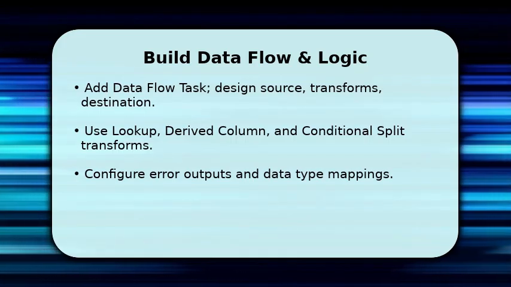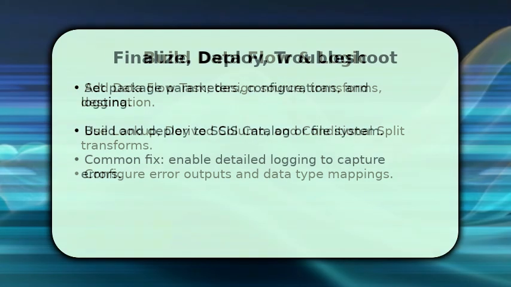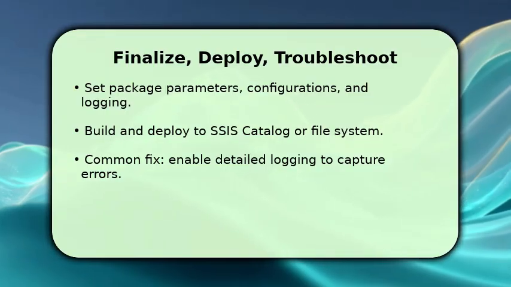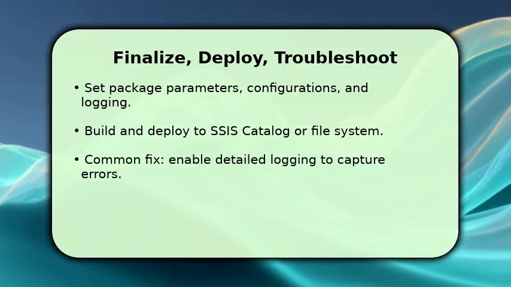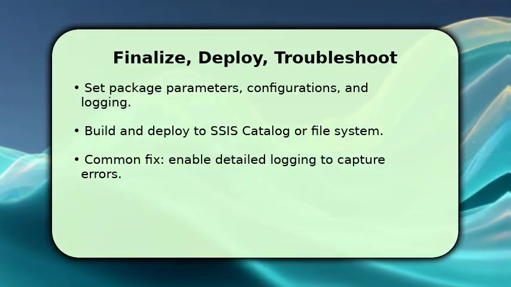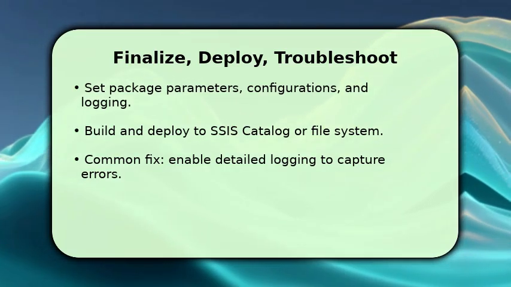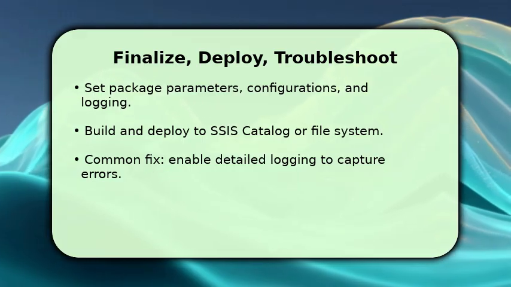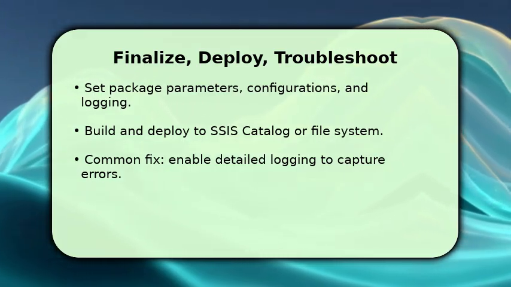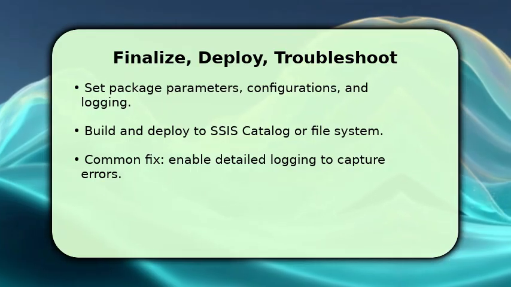You finish by parameterizing values, enabling package configurations, and configuring logging to write to SysDB or log files. This helps you monitor runs. Then build the project and deploy to the SSIS catalog or export the ISPAC to the file system. Once deployed, schedule with SQL Agent or execute manually for testing.